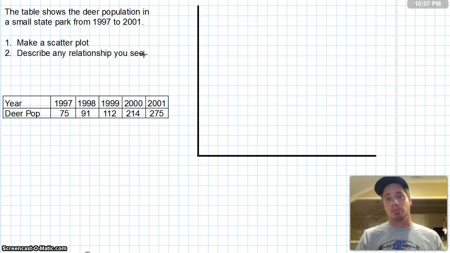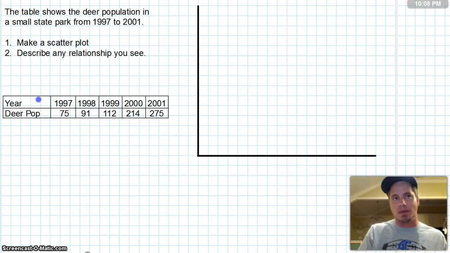I'm going to make a scatter plot. If you're unfamiliar with this, it's a pretty easy thing to do if you know how to plot points. Okay, so the table shows the deer population in a small state park from 1997 to 2001. Make a scatter plot, describe any relationship you see. So when we see a table like this, we can always assume that the top is x and the bottom is y. So we have ordered pairs. X here, Y here. This is an ordered pair, this is an ordered pair, this is an ordered pair, this is an ordered pair, and this is an ordered pair. In other words, those are coordinates.